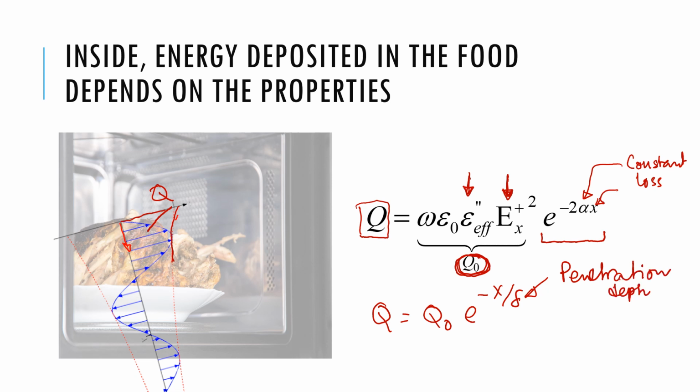Okay, and this delta is nothing but 1 over 2 alpha. So just like penetration depth, as we'll show in more detail later, penetration depth depends on dielectric constant and the dielectric loss. So does alpha, and therefore how it decays in there is also going to depend on the dielectric constant and dielectric loss.